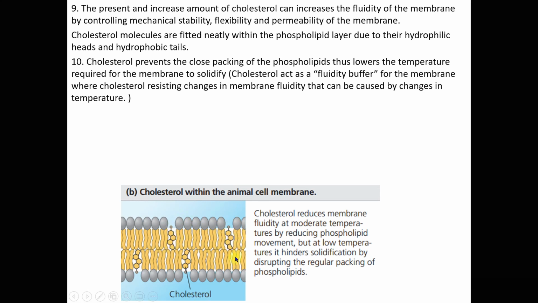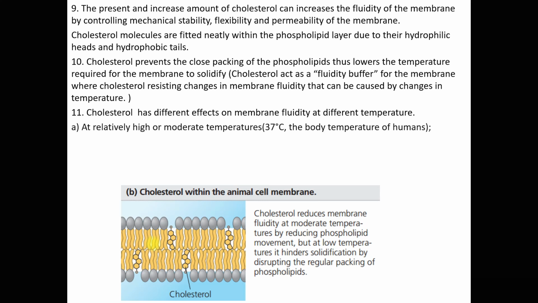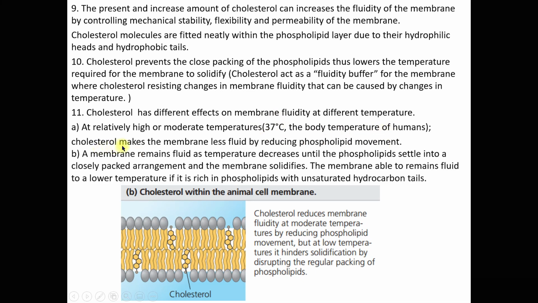So this cholesterol, where did they come from? From your diet. So penting juga lah, it's important for you to have some cholesterol in your diets. Kalau over cholesterol janganlah, susah lah. So cholesterol has different effects on the membrane fluidity at different temperatures. At relatively high or moderate temperature, 37 degrees Celsius, the body temperature of humans, what happens? Cholesterol makes the membrane less fluid by reducing phospholipid movement.